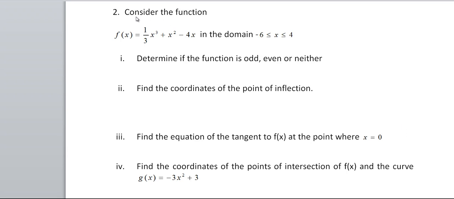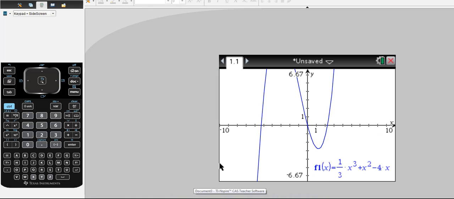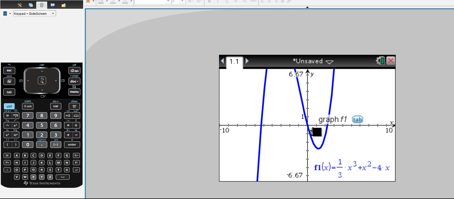Exercise 2, consider the function f of x in the domain -6 to 4. So let's have a look how this looks. Let's zoom out a little bit so we can see where the maximum of the function is. We're going to go from -6 to 2, 3, 4, so x is equal to 4.